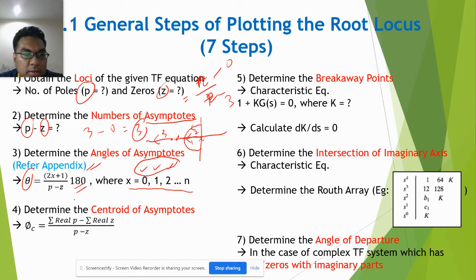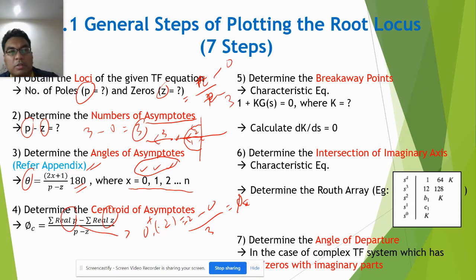Okay, this means the real parts of the poles minus the real parts of the zeros. For example, you have real parts of the poles of maybe 0 and minus 2, and this must be considered as 0 plus minus 2, which is equal to minus 2, right? And then minus the zeros, there are no zeros, for example 0, and divide by p minus z, maybe 3. Okay, so you will get the answer as the centroid of asymptotes. Okay, I will show you more clear examples after this.